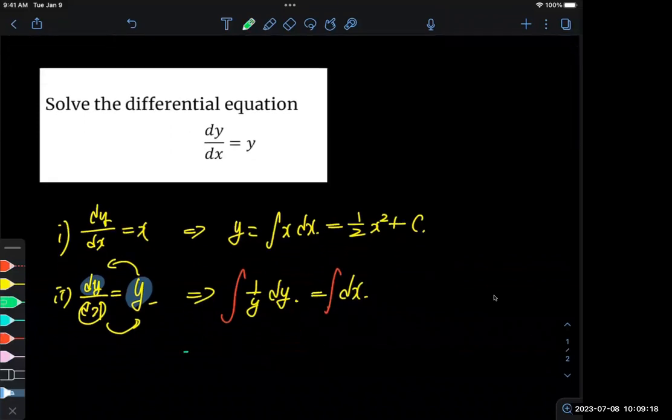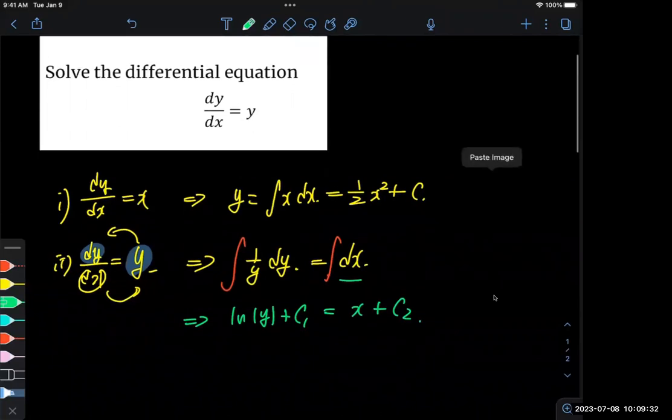On the left-hand side, I get the logarithmic function, and then let's use the constant c. On the right, if you integrate with respect to x, you get x. That's how you would solve the question during the test. That's how you've been learning, and that's how you'll be writing for your test, okay?